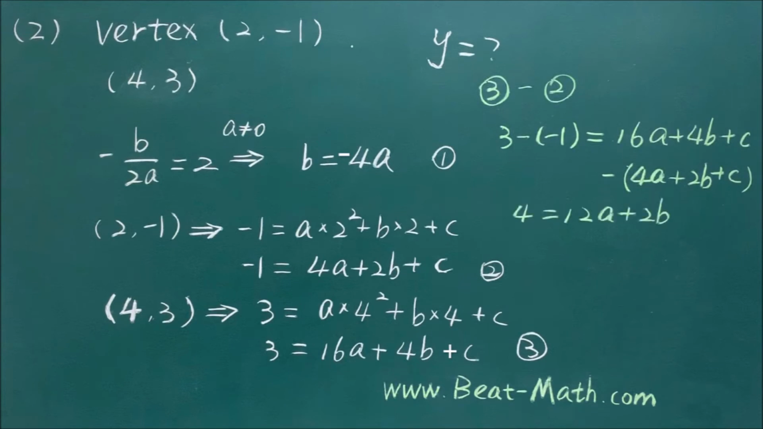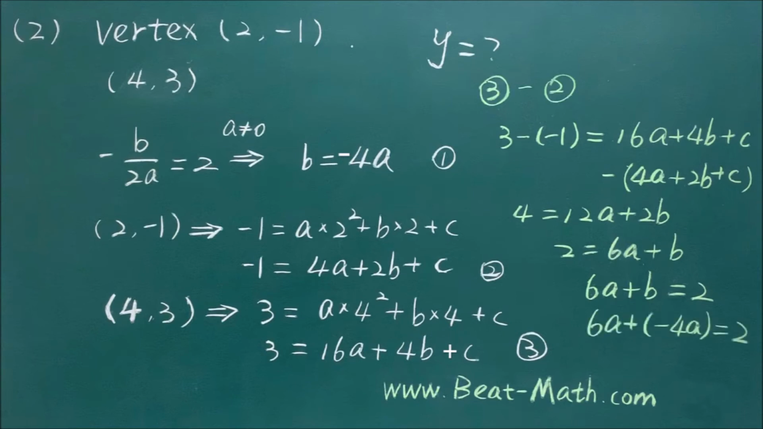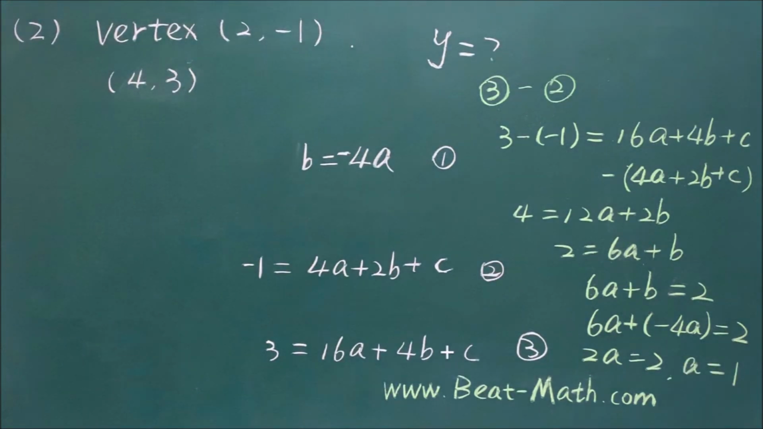All the terms have a common factor of 2, so the equation can be simplified by dividing 2 on both sides and getting 6a plus b equals 2. From equation 1, we know b equals negative 4a, so we substitute b equals negative 4a and get 6a plus negative 4a equals 2. That's 2a equals 2. As a result, we get a equals 1. Next, we plug a equals 1 into the equation 1 and get b equals negative 4.